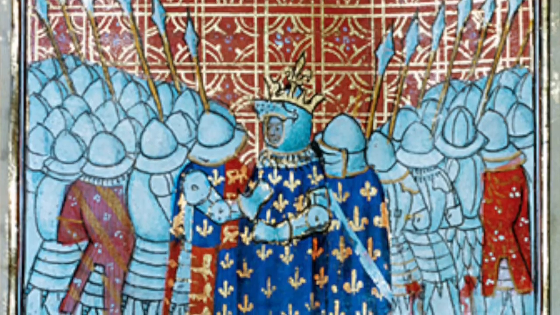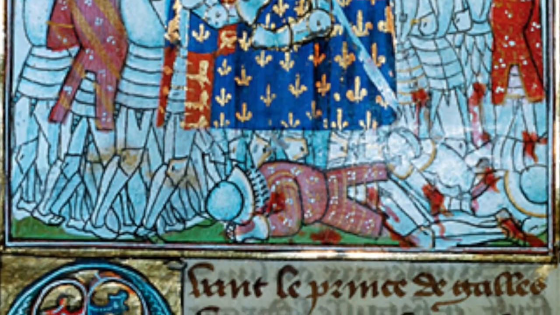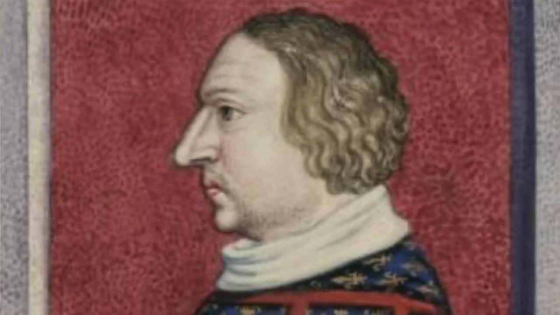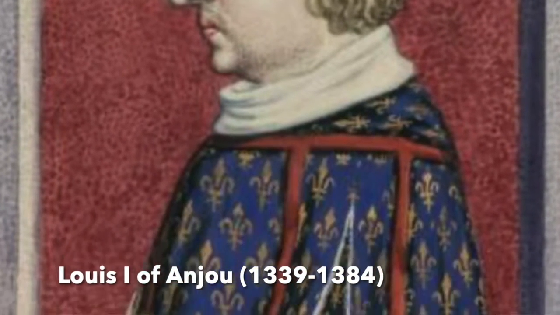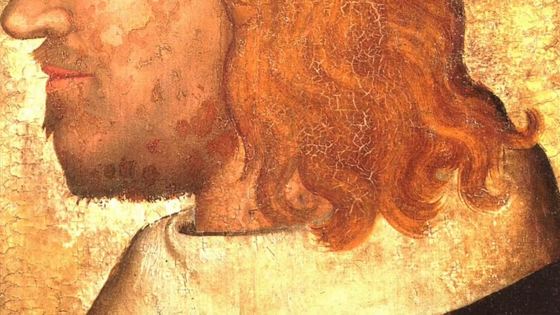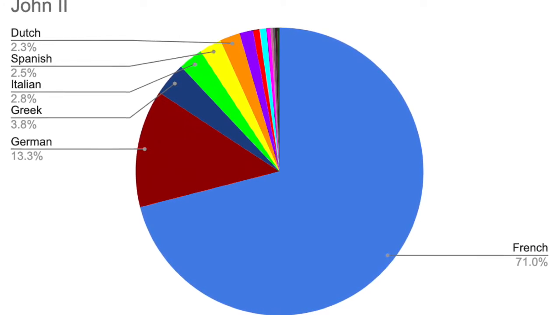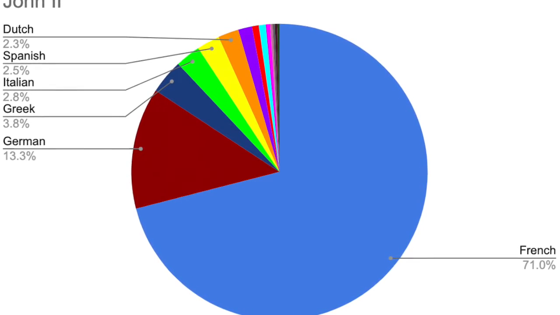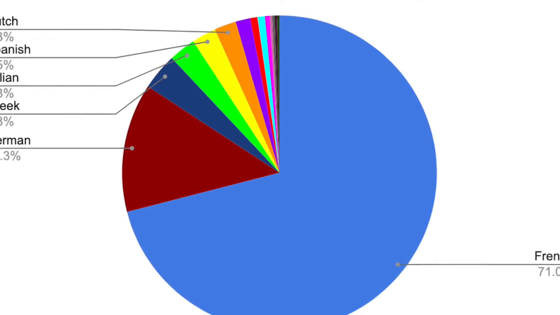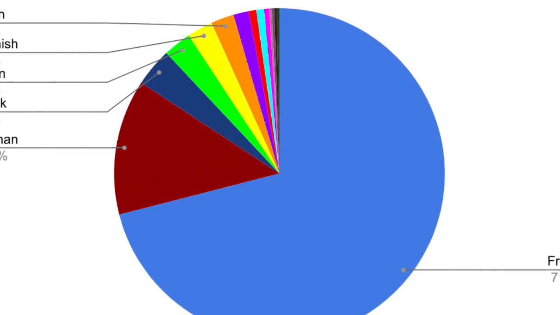Charles was only able to liberate his father 4 years later, after paying a ransom as part of the Treaty of Bretigny, in which France lost a lot of land as well. Nevertheless, in exchange for his freedom, his second son Louis, Duke of Anjou, was taken hostage, and after he escaped, John voluntarily returned to England, where he died in 1364. And as for him, he was 71% French, 13.25% German, 3.75% Greek, 2.75% Italian, 2.5% Dutch and Spanish, 1.5% Russian, 0.75% English and Scottish, 0.5% Breton, and 0.25% Czech, Serbian, and Hungarian.